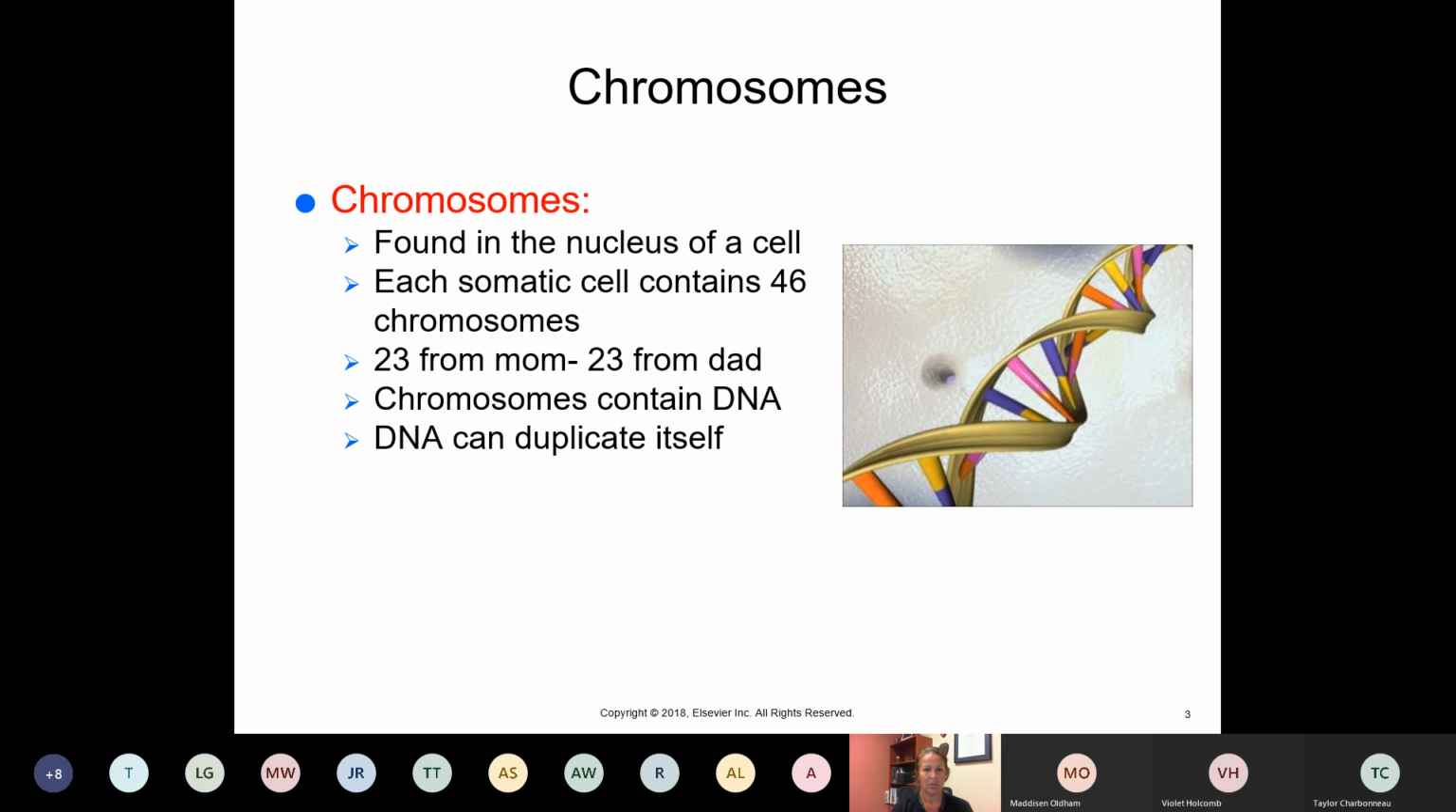If we're talking about a somatic cell, which is every cell in our body besides our sex cells, the somatic cells contain 46 chromosomes. We get 23 of those chromosomes from mom and 23 of them from dad. And those chromosomes contain the DNA that will decide what we look like and everything about us. And DNA can duplicate itself.